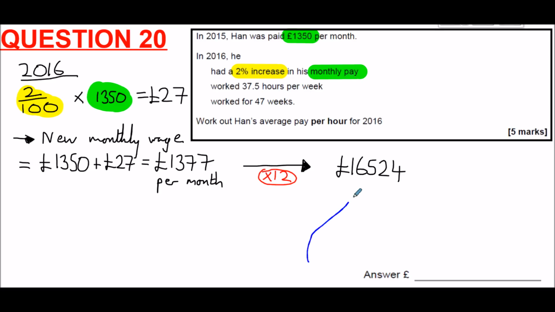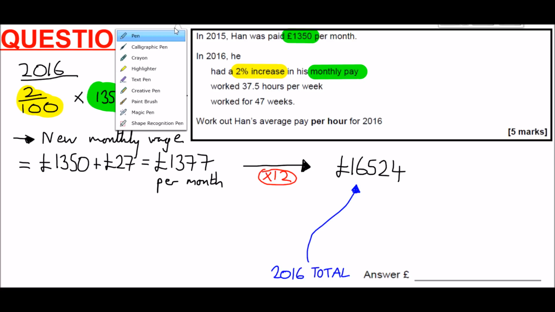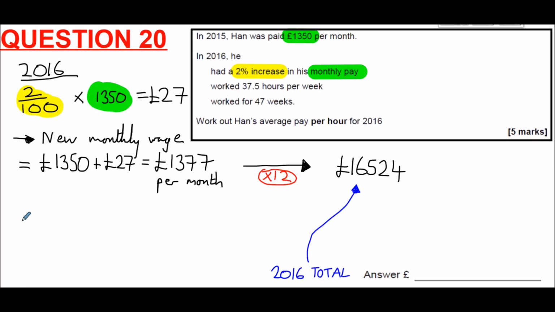And that's for the year 2016, total pay. Now we need to look at how long he's worked. So he works 37.5 hours a week, but in 2016 he's worked for 47 weeks. You might be thinking, well, there are 52 weeks in a year. Bear in mind you'll take some time off for holidays and Christmas and whatnot.